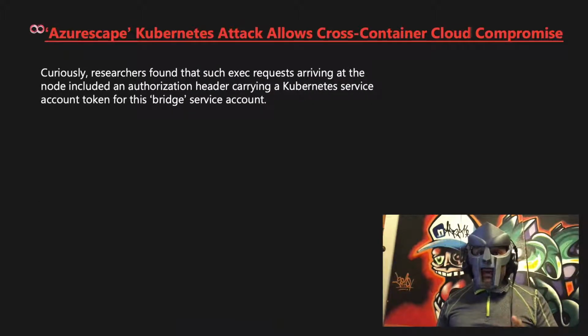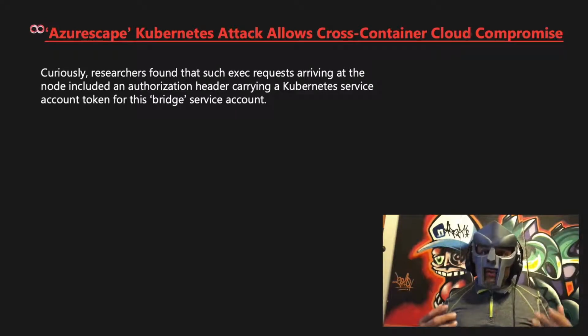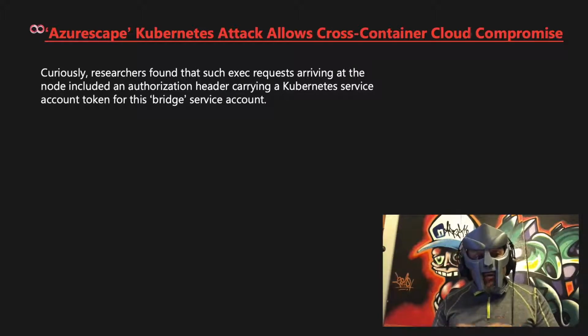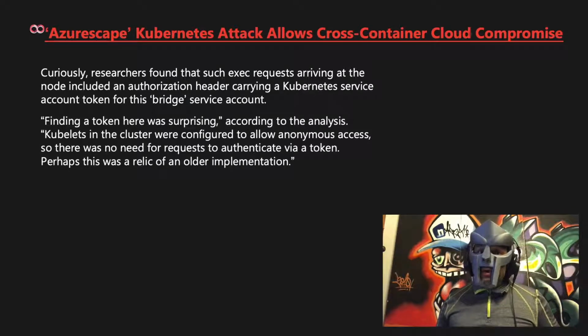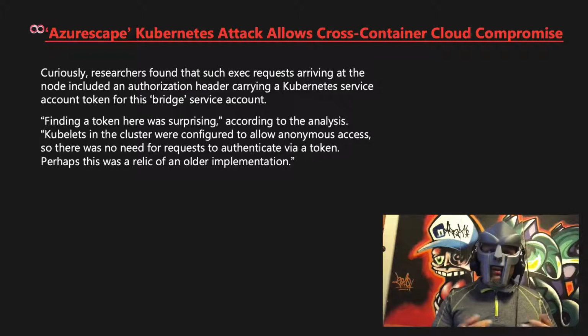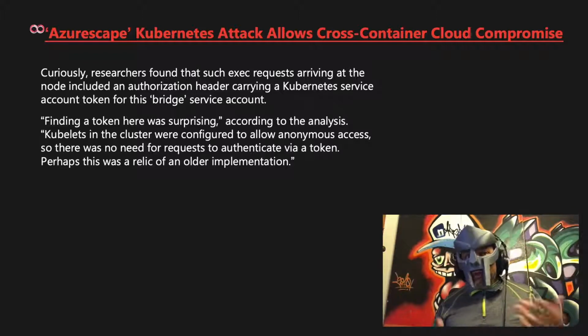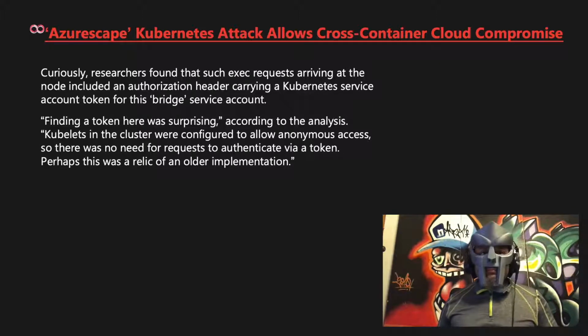Curiously, researchers found that such execute requests arriving at the node included an authorization header, which carried the Kubernetes service account token. So there is their token. Now, the token was for this bridge service account, but finding a token here was surprising. According to the analysis, kubelets in the cluster were configured to allow anonymous access. So there's no need for requests to authenticate via a token.